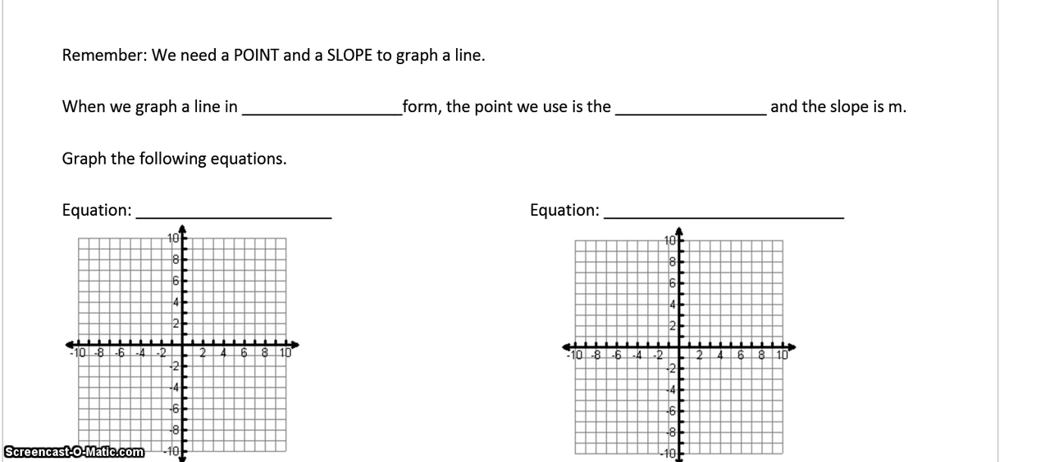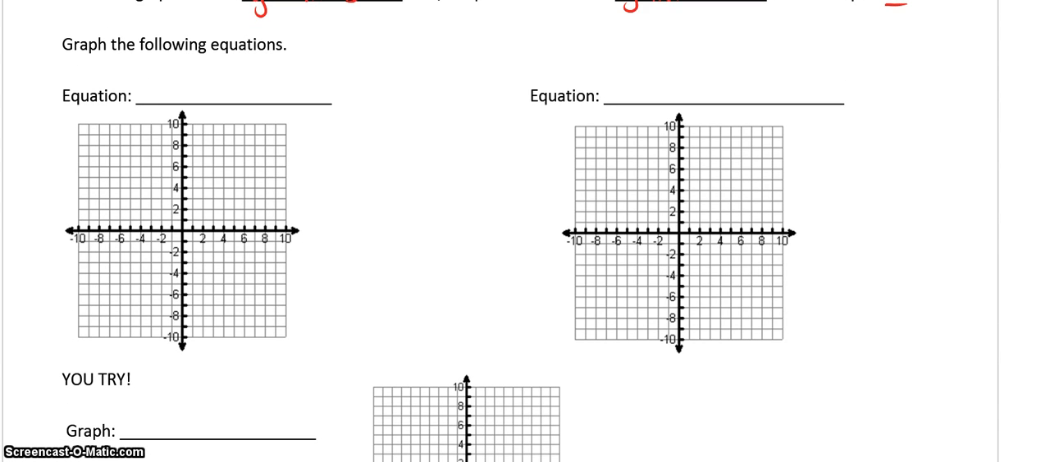Remember, we need a point and a slope to graph a line. When we graphed equations in y equals mx plus b form, the point we used was the y-intercept, which we got from b, (0, b), and then we used the slope m to graph the line. We would plot the y-intercept, and then you'd go up or down, right or left, wherever you needed to go using the slope. Point slope form similarly gives us a point and a slope that allows us to graph.